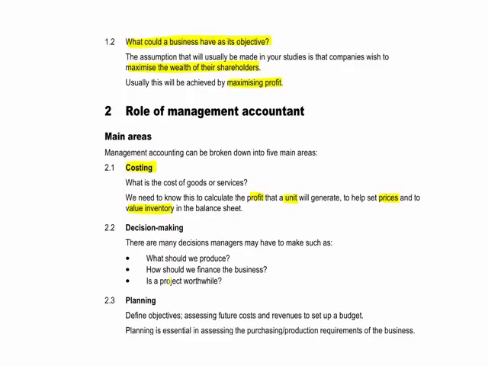Once we know the cost, we can start to make decisions. So should we produce the product? How much should we charge for it? How many should we be producing? Where should the money come from to finance the business? Is it worth undertaking a project, for example, an expansion of our capacity, or perhaps building a new factory? We'll be looking at those things in project appraisal.